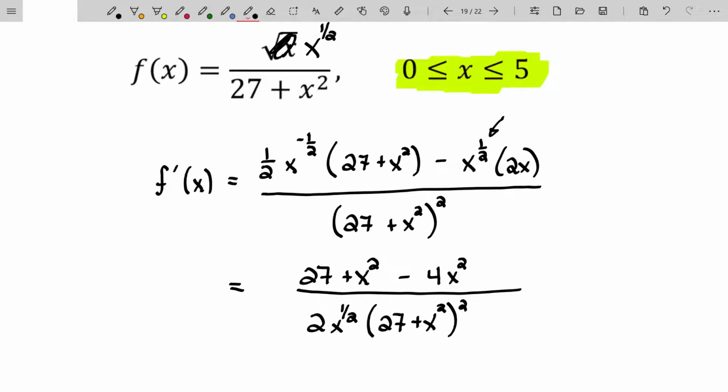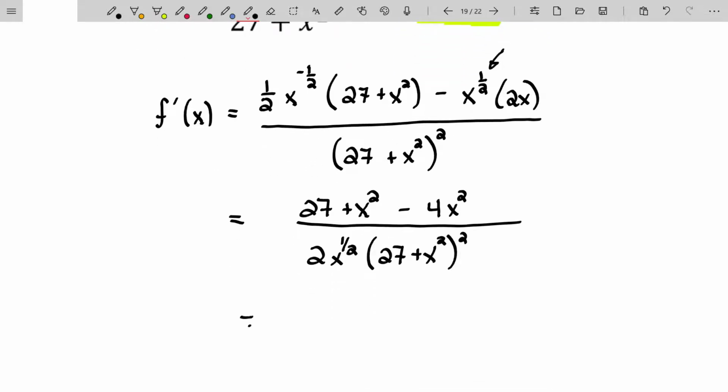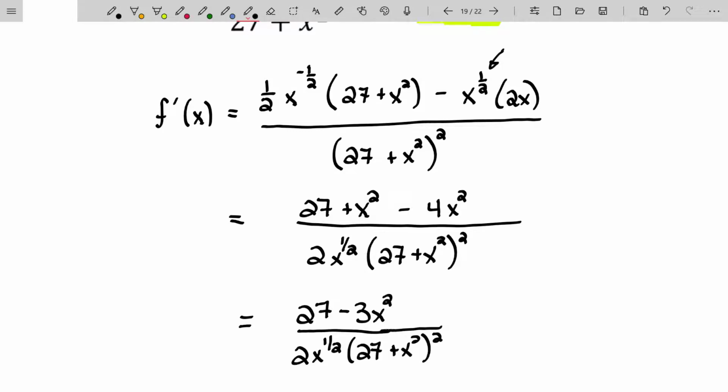Let me just double check my mathematics on that. I'm multiplying by x to the 1/2, so it becomes an x times an x. That's an x squared. Multiplied by 2, that's 4. Yes. And so this cleans up a little bit to 27 minus 3x squared all over 2x to the 1/2, 27 plus x squared, squared.